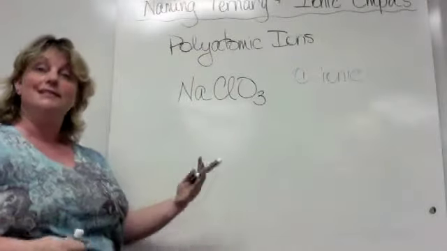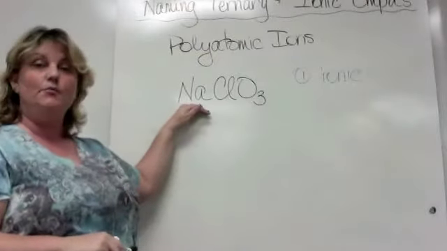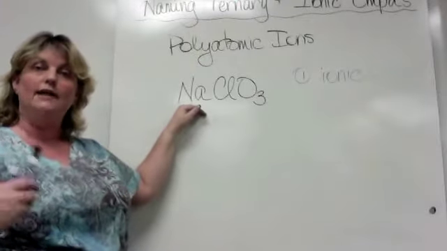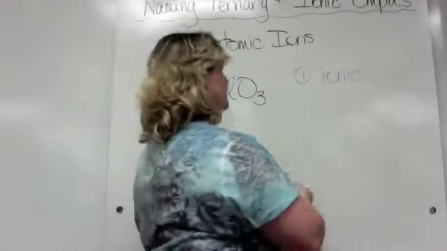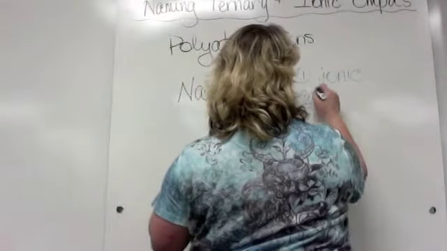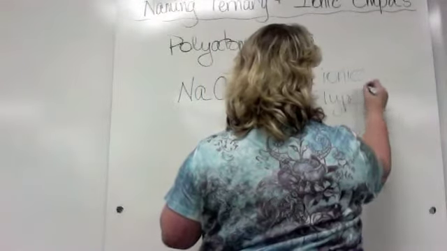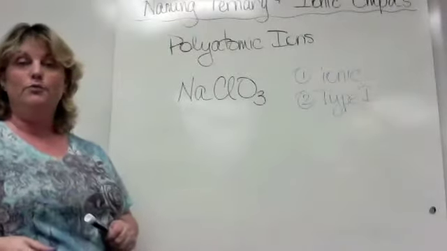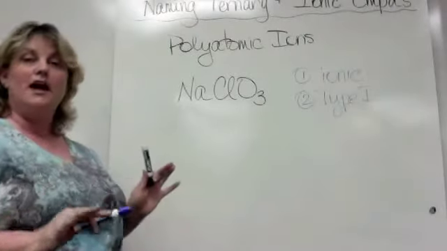Question number 2, since it's ionic, is this a type 1 or a type 2 metal? Well, sodium, remember, is in group 1. That makes it a type 1 metal. Remember, that means that I do not have to put Roman numerals in the name. I just name my ions.